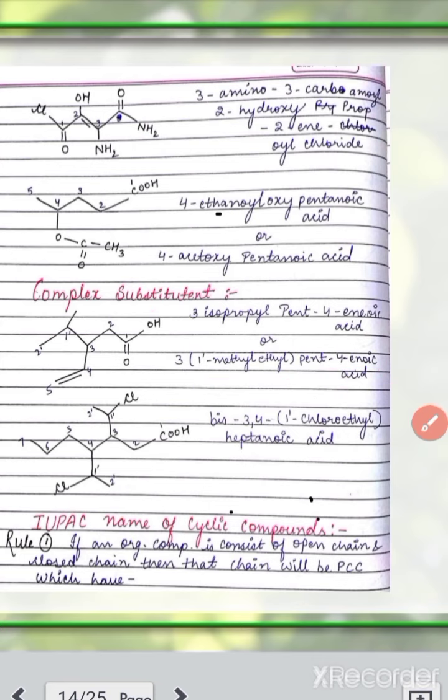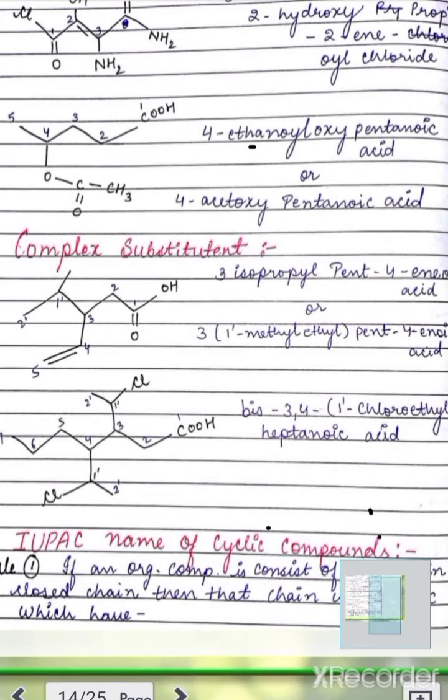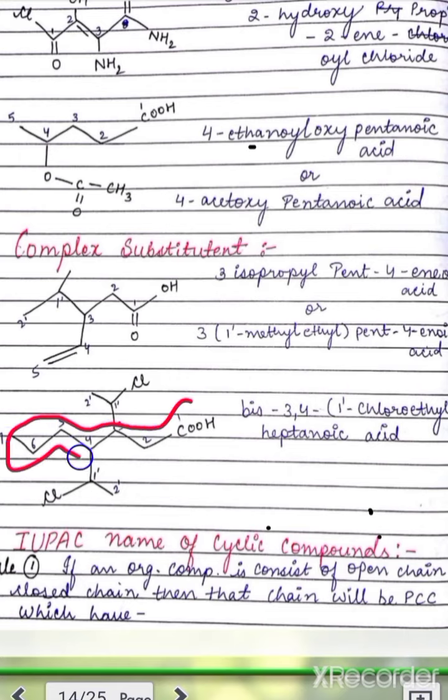And our next example in this category is this one. In this, our main parent carbon chain will be this. These two will act as substituents. When the substituents are complex, then we write them in brackets, and if there is more than one substituent of similar type, then we use the words bis, tris, like that.